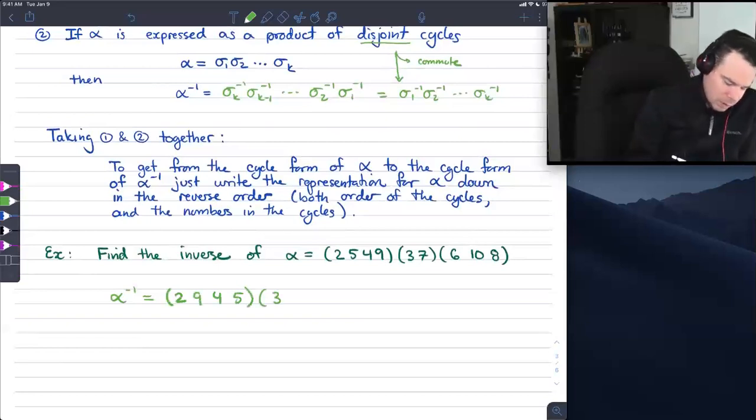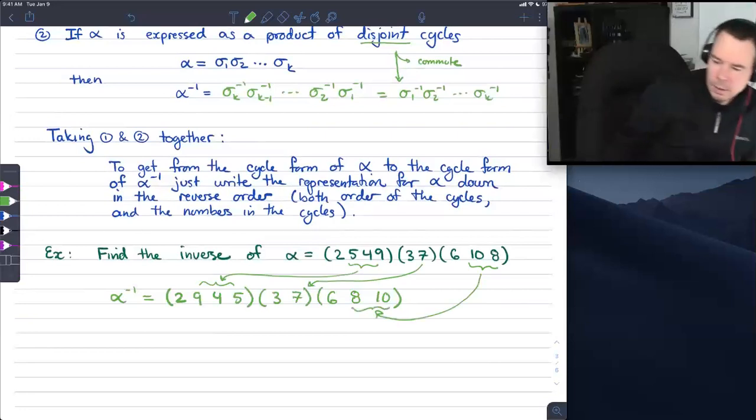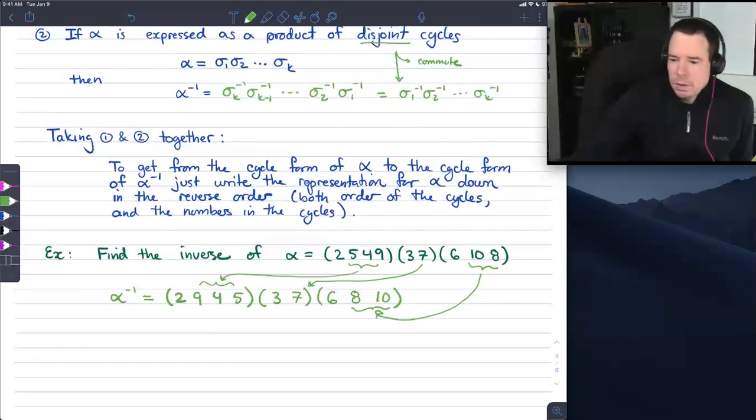The next permutation has got the 3 there, and then I write the remaining numbers in reverse order. There's only a 7, so I just keep it as 7, and then a 6, and write the remaining in reverse order, which is 8, 10. So really, the only thing I was doing was reversing the order of these remaining ones, like this. And that's the inverse. So there we go.